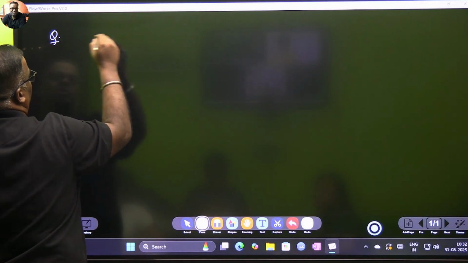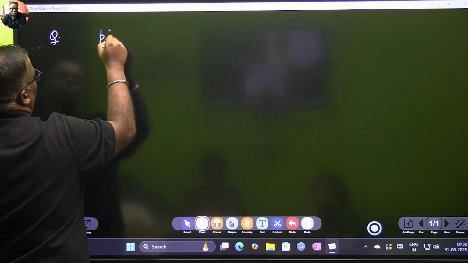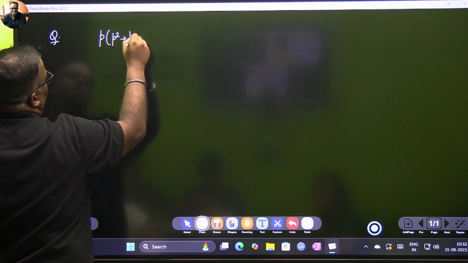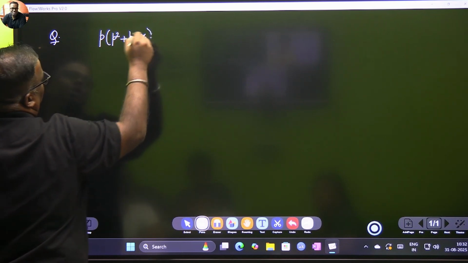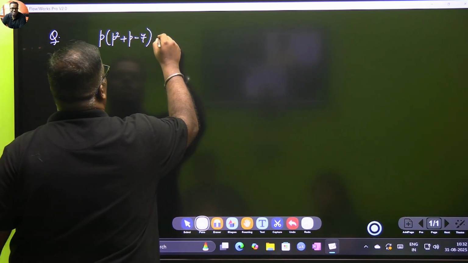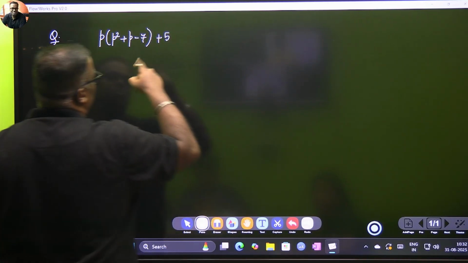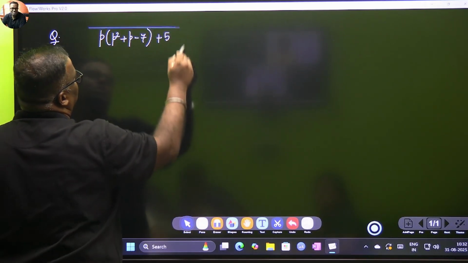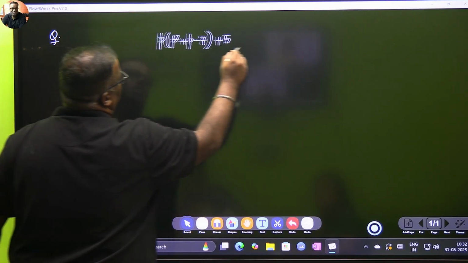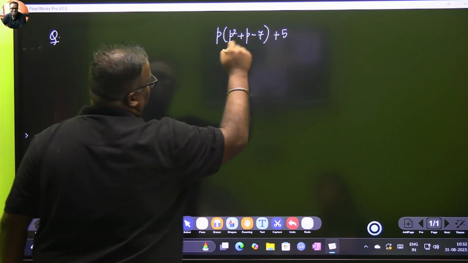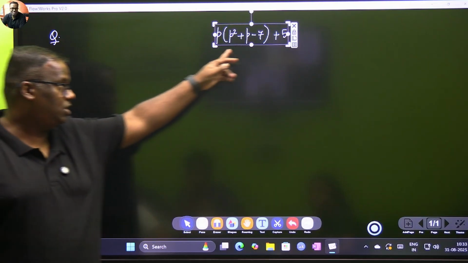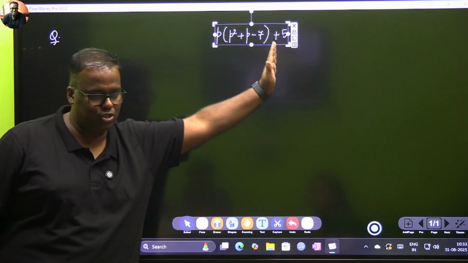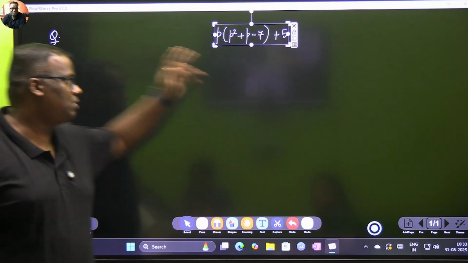Okay. Subtract p into (p square plus p minus 7) plus 5 from... So we have to subtract this. I'm just writing the question like this. This has to be subtracted. Subtract from. Subtract 2 from 8, so it should be 8 minus 2. Is this process clear? Then subtract from where? Tell me.